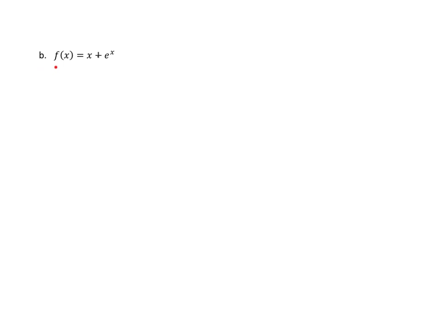Now, same idea for part B. I want to show that this function has a root. That is, you can find some number x naught, where when you put it into this function, you get 0 back. So this is a root. And I want to do this again by using the intermediate value theorem. One of the assumptions that we need is that this function is continuous.